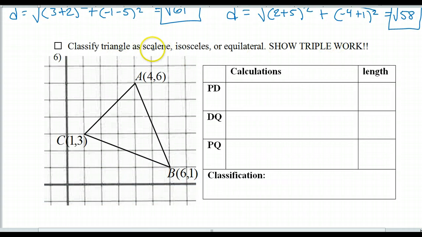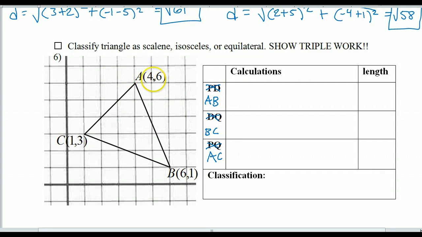Classify the triangle as scalene, isosceles, or equilateral. Here it says PD, DQ, and PD, but we have A, B, and C, so that's a mistake. Let's just cross this out and go with AB, BC, and AC. Okay, because that would make more sense with what we have.